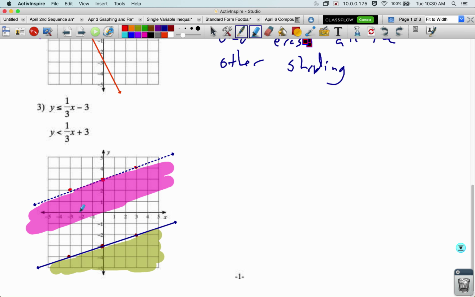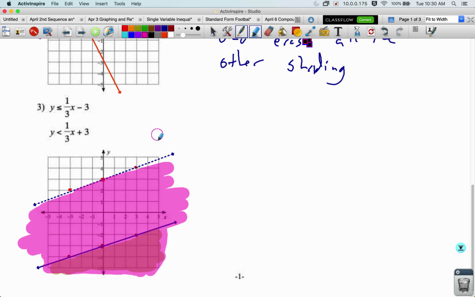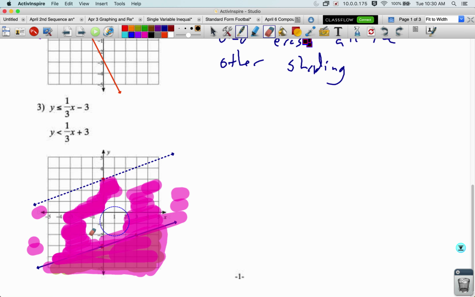This whole region is not overlapping. The only overlap is down here. All right, so everything below the first line was also below the second line. So that means that when I keep my overlap, I just keep that bottom section.